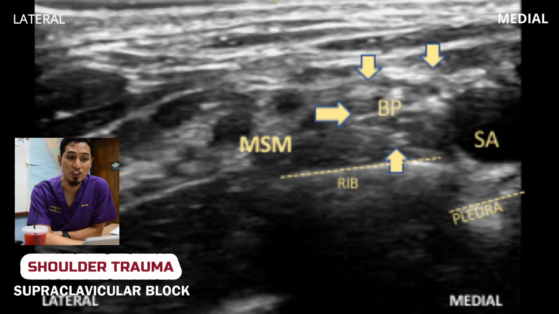The first structure we need to identify is the subclavian artery. Subclavian artery is readily apparent as an anechoic round structure.